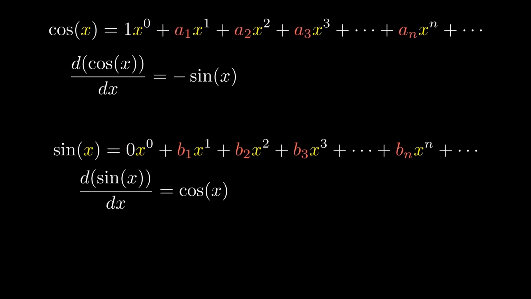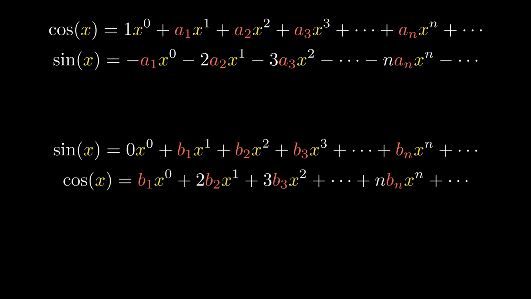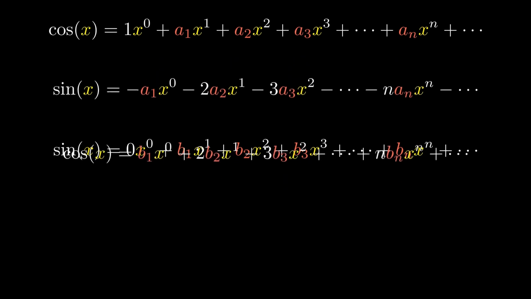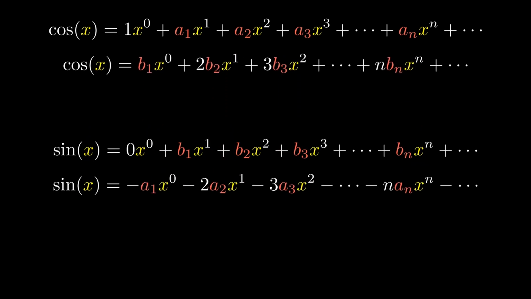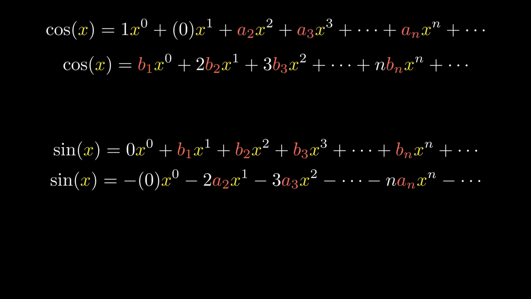We can rearrange the derivative of cosine so that minus the derivative of cosine is sine. Differentiating both sides of the cosine equation and multiplying by minus 1, we get a new equation for sine. Similarly, we can differentiate both sides of the sine equation to get a new cosine equation. If we equate terms as we did before, we can find all of these constant terms. From the x to the 0 term in the sine expansion, a1 is 0, and the cosine expansion gives b1 is 1.